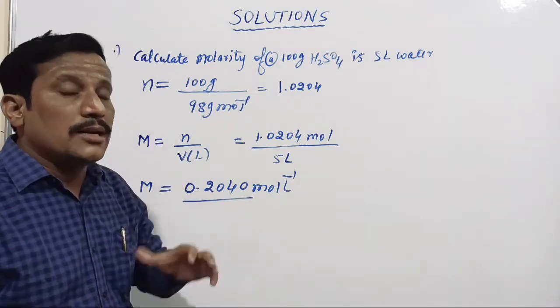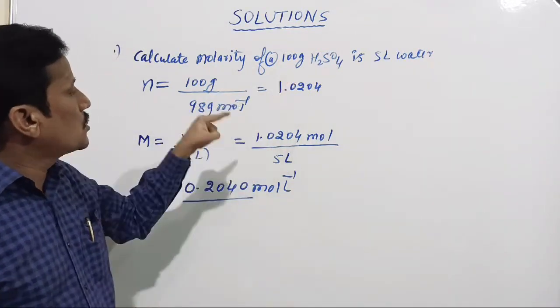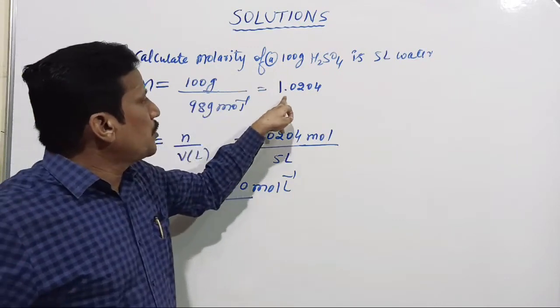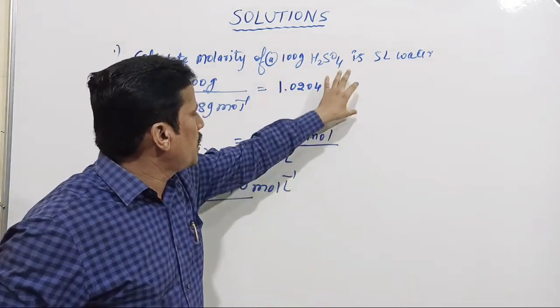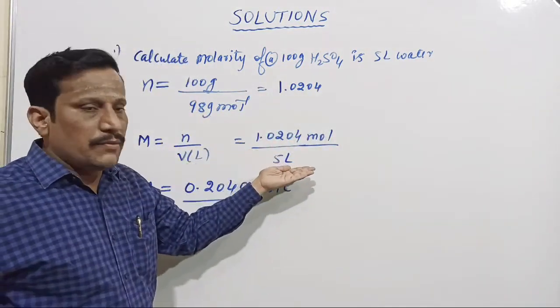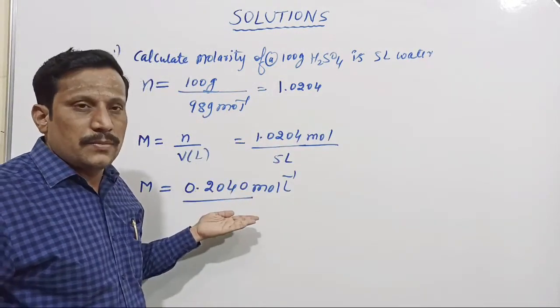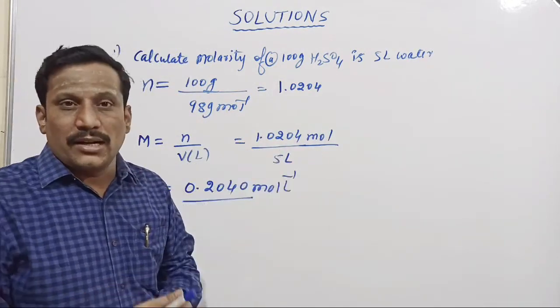See, why you got different answers, I will tell you. What students do is take the number of moles 1.0204 with some more digits, divide by 5 liter, and directly write the answer. No. That is why you got different answers.